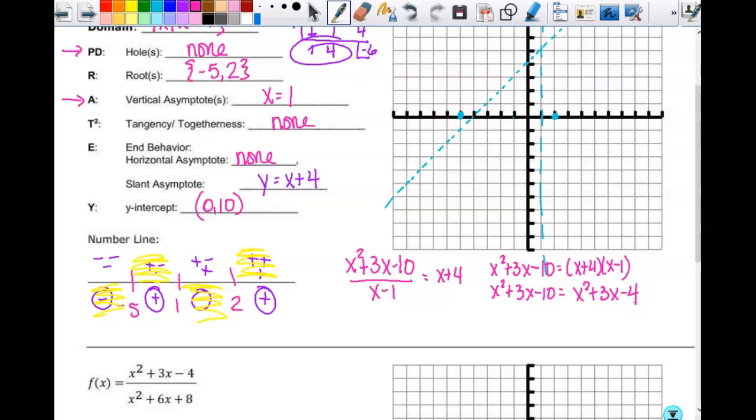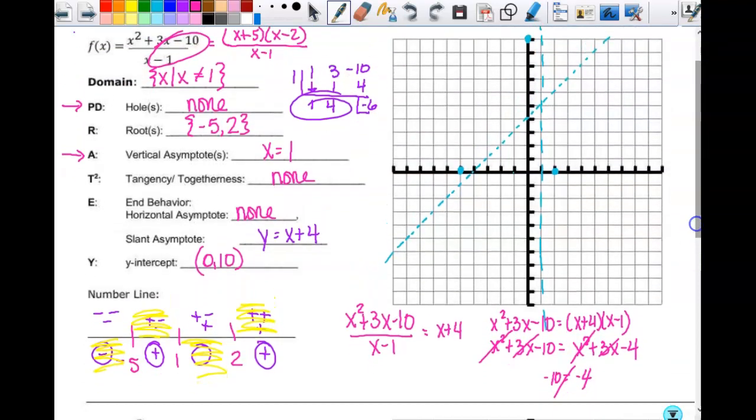So then when I start to subtract x squared from both sides, those zero out. Subtract 3x from both sides, those zero out. So I get negative 10 equals negative 4. So that tells me it does not intersect my asymptote. Therefore, it has to look like this. That is the only thing that makes sense.